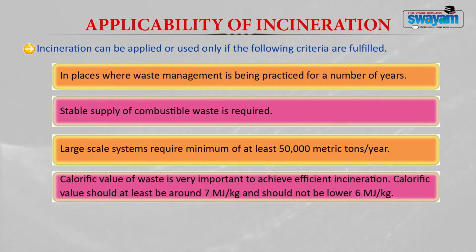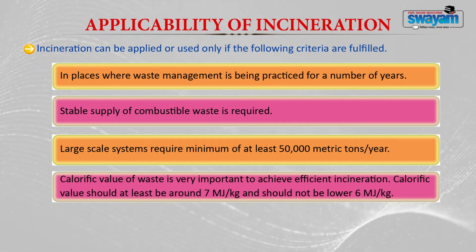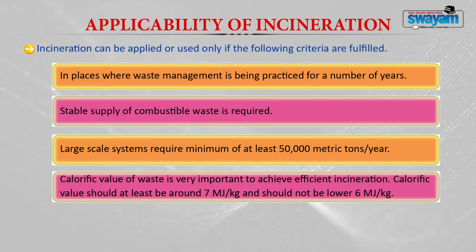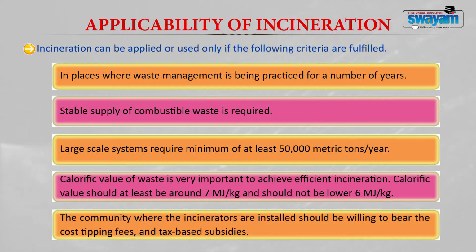Fourth, as I told you earlier, the calorific value of waste is important, because when you recover certain materials, the overall calorific value of the waste comes down, and this makes incineration a little inefficient. The minimum calorific value of the waste put into an incineration process should be at least 7 megajoules per kg, and it should not go below 6. The community where the incinerators are installed should also be willing to bear the cost of tipping fees, tax based subsidies and so on. When all these criteria are fulfilled, incineration plants will be more suitable for that particular area or waste.